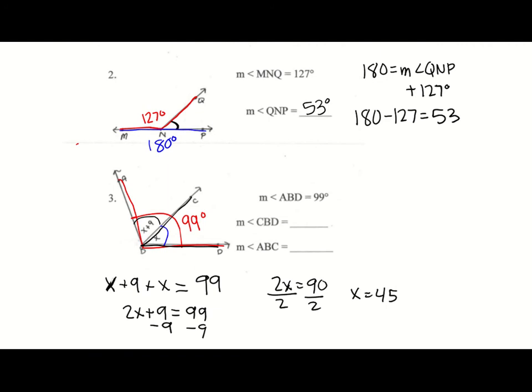So that tells me that my angle here, CBD, is equal to x, and I know that is 45. And then my other angle, ABC, is x plus 9. When I plug in 45 for x, I get 45 plus 9 is equal to 54.